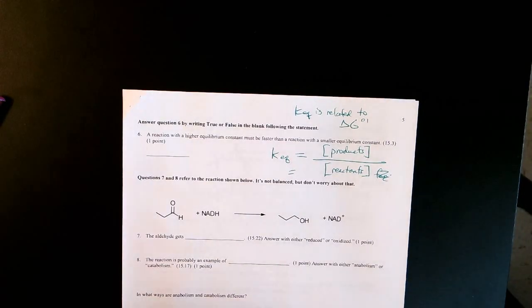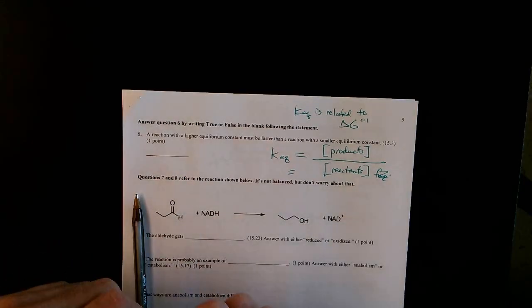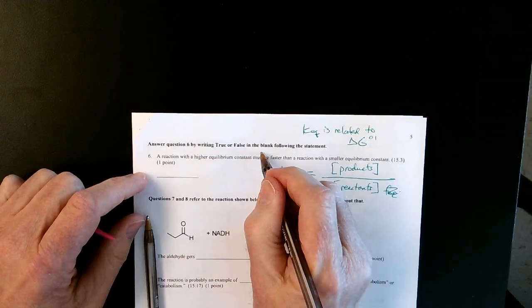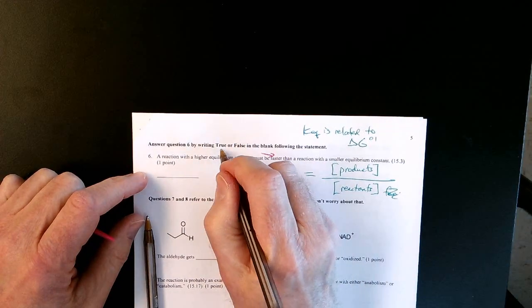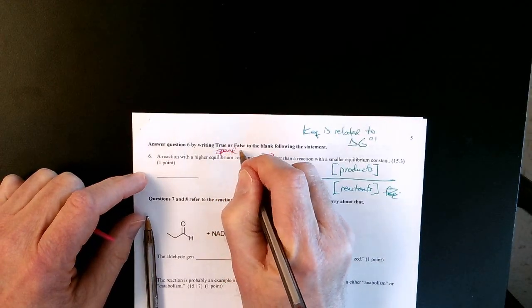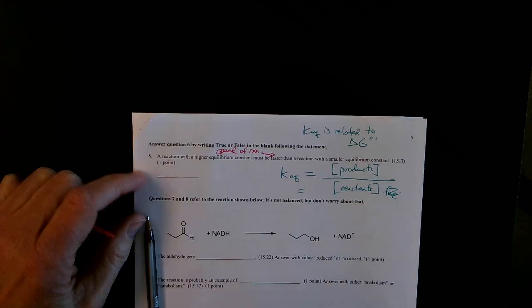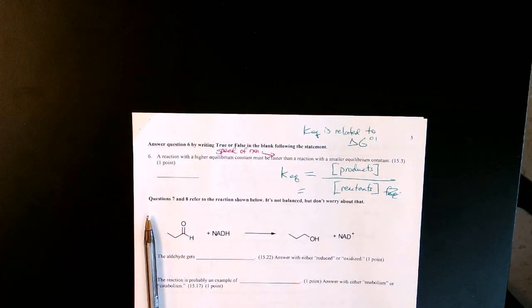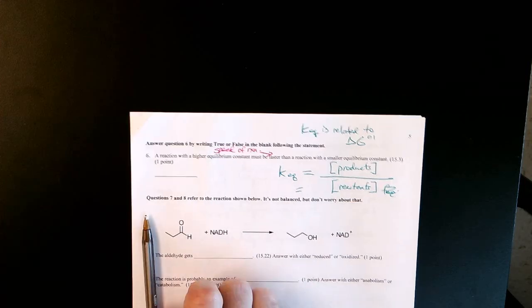Okay, but this question is about speed. And the question is, is there such a relationship? Can you say that a bigger equilibrium constant means a faster reaction? No, never.